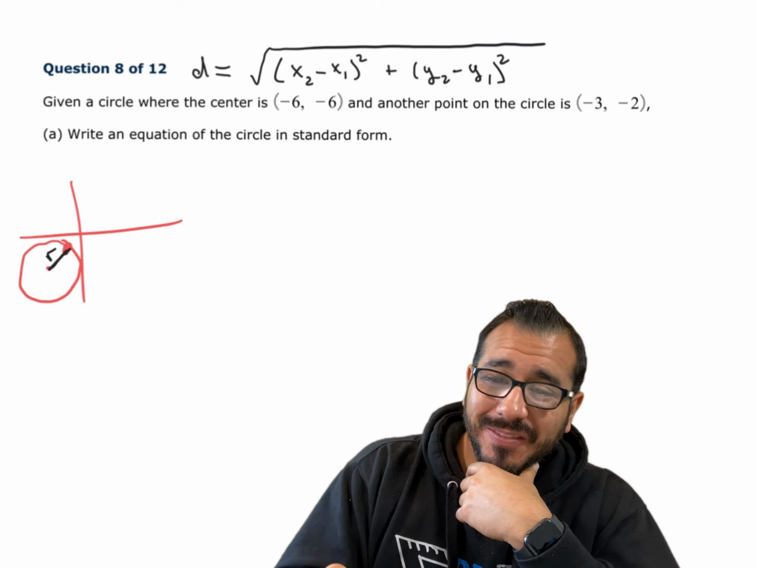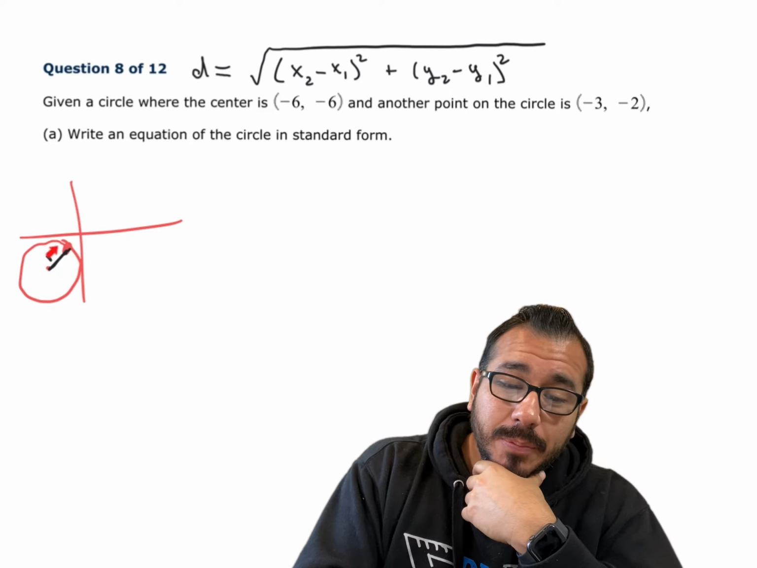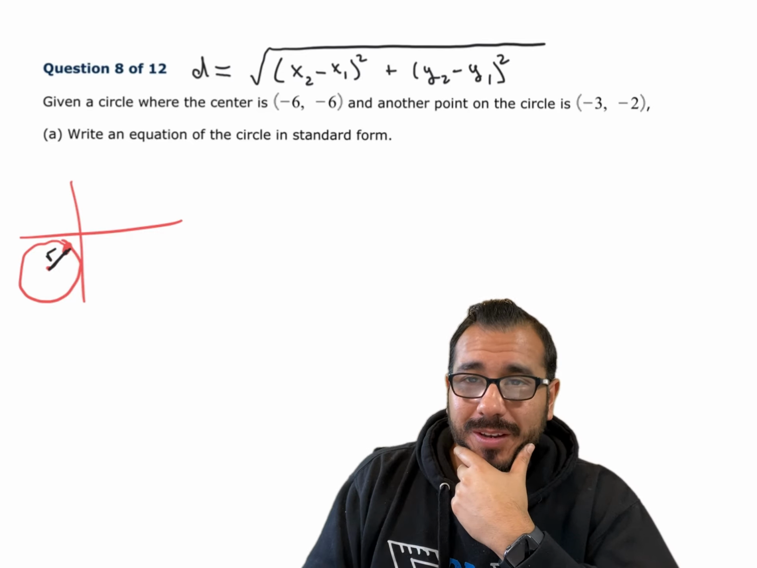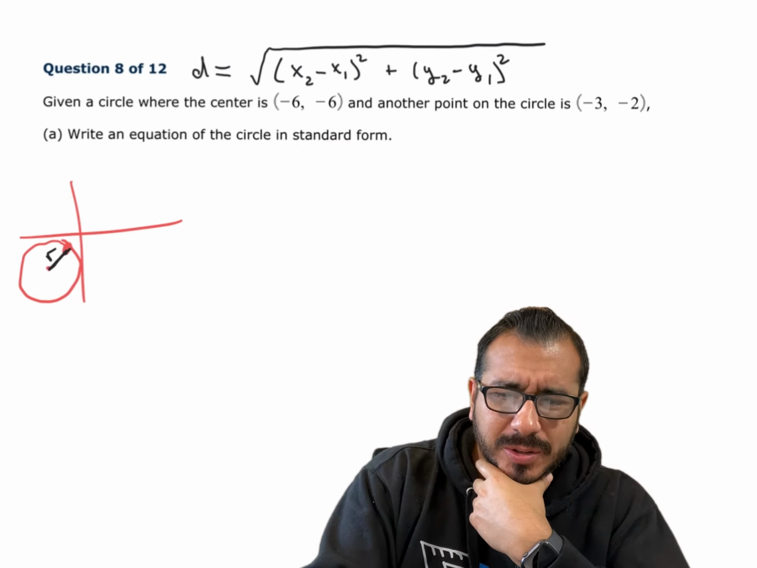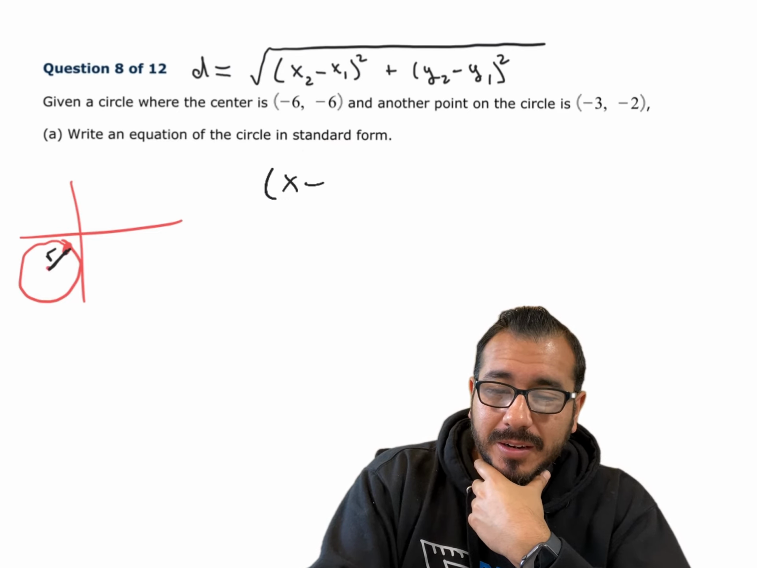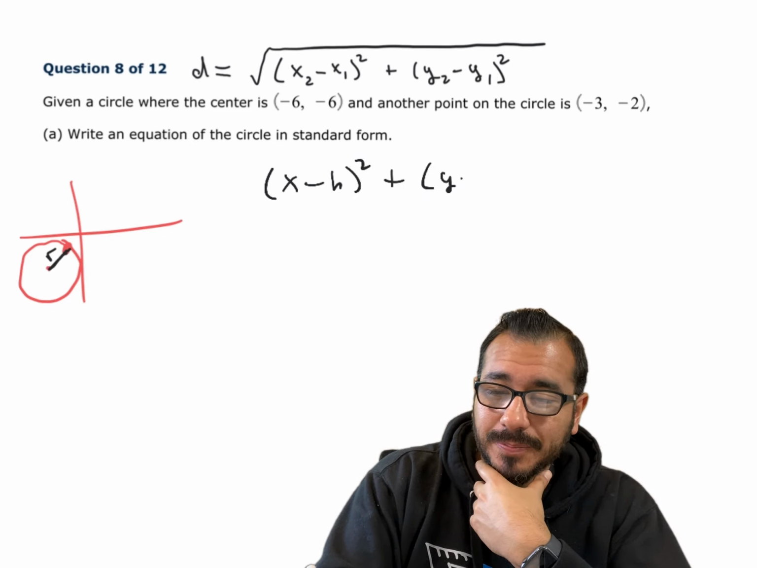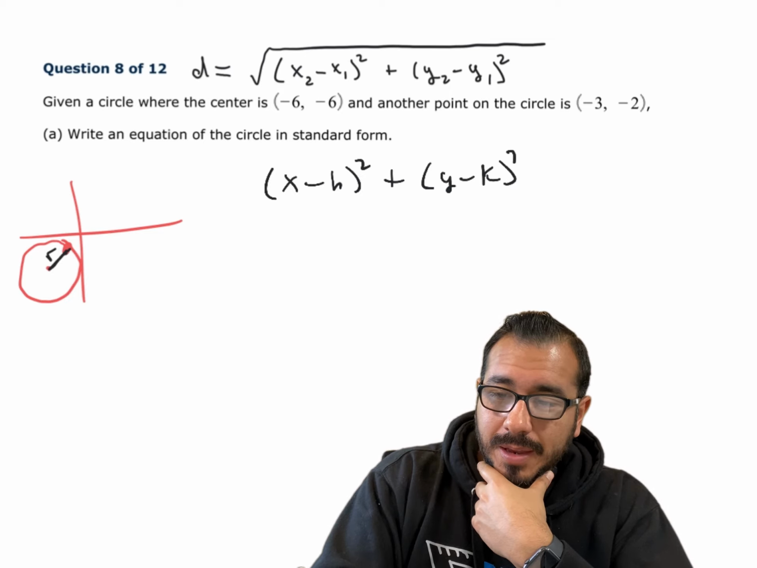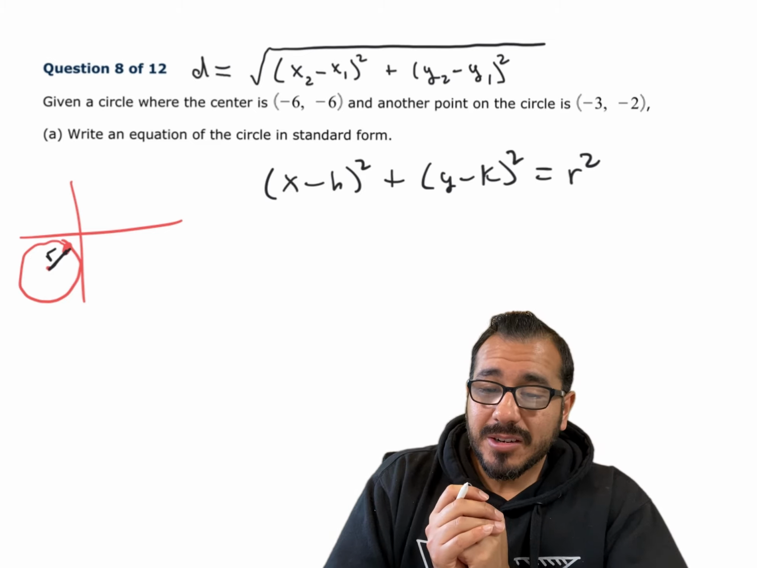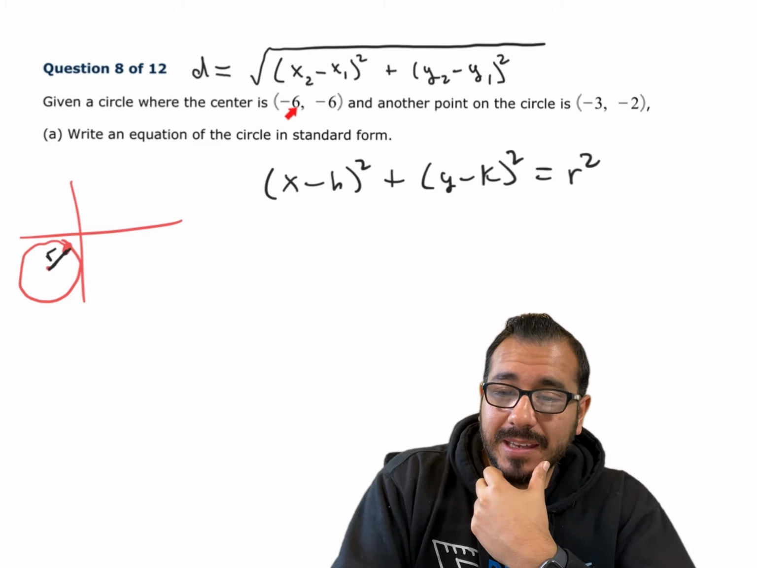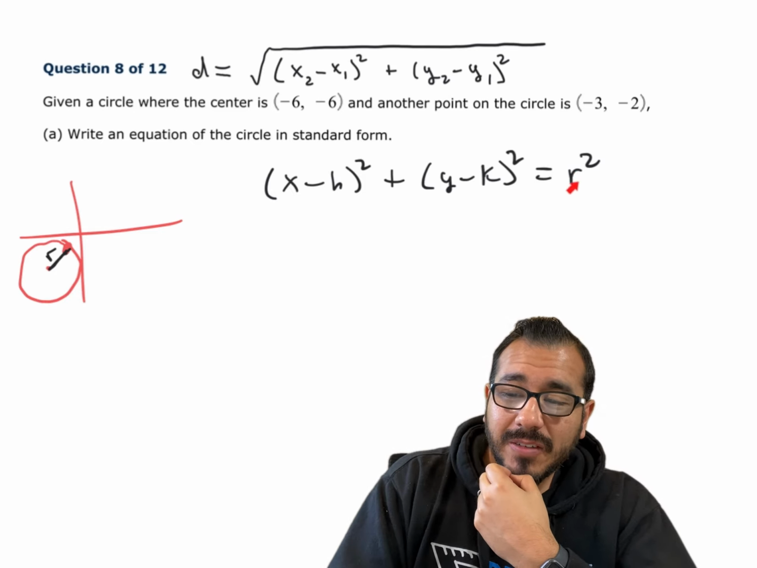All right, so what are we going to do here? We first need to find this distance. And in this case, the distance is going to represent the radius, right? Because when we're writing the circle in standard form, make sure you understand what you need. You're going to need the center, that's what I'm doing here, and then you're going to need the radius. So the center, they already gave it to us, -6, -6. That's what we're going to put here and here. So let's go ahead and find the radius.